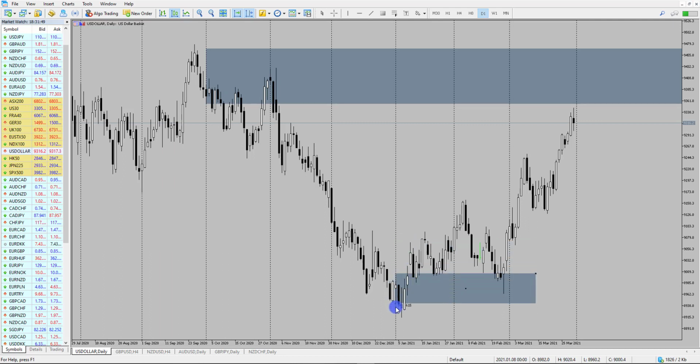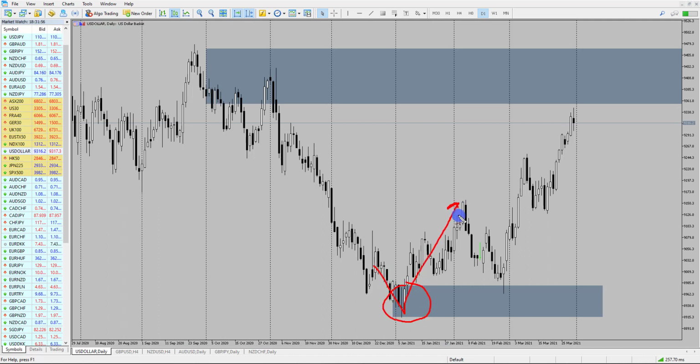What happened was we had a huge buying into the market around this area down here. The reason why we know there was demand here is because the market turned quite aggressively and moved to the upside. Price then came back, found support in that demand zone, and we've been rallying up ever since.